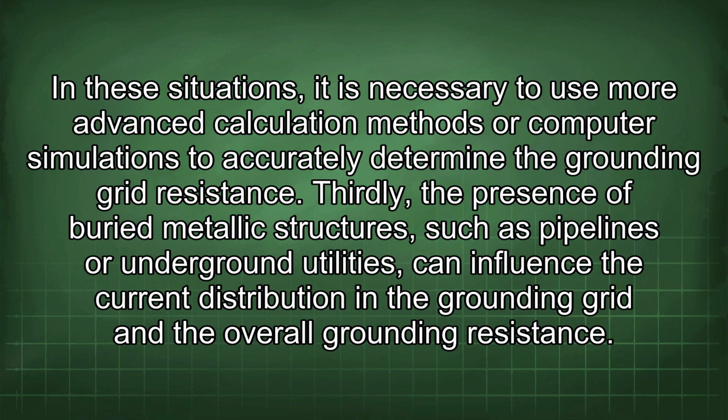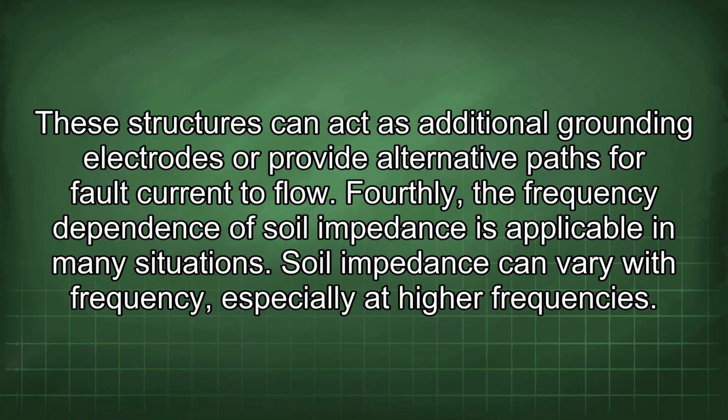Thirdly, the presence of buried metallic structures, such as pipelines or underground utilities, can influence the current distribution in the grounding grid and the overall grounding resistance. These structures can act as additional grounding electrodes or provide alternative paths for fault current to flow.